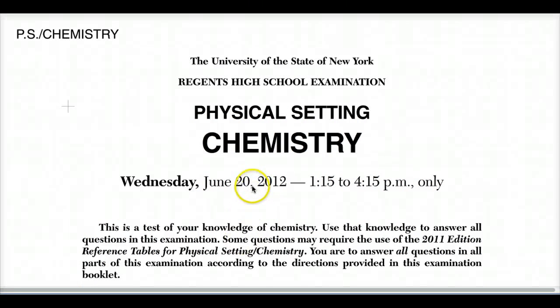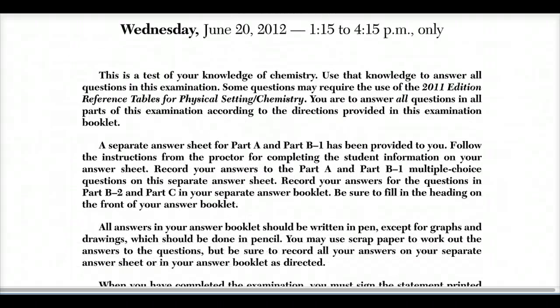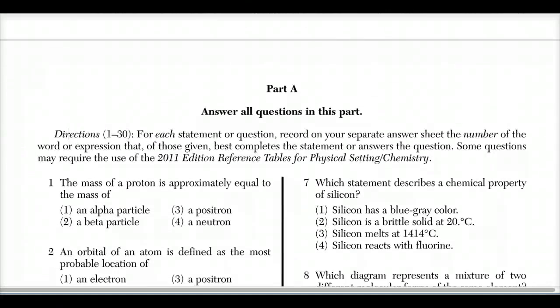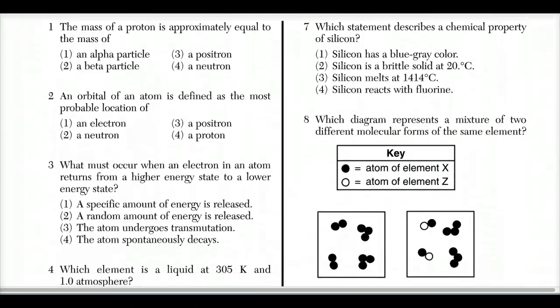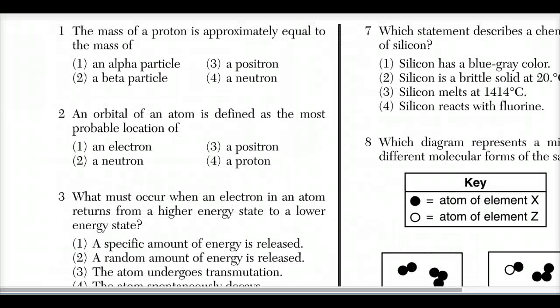This is the Grodski solutions to the New York State Regents, June 2012. Let's get started with the multiple choice. As we zoom down, there's 50 of them. Part A, okay, are usually the easier questions, but you decide that for yourselves.